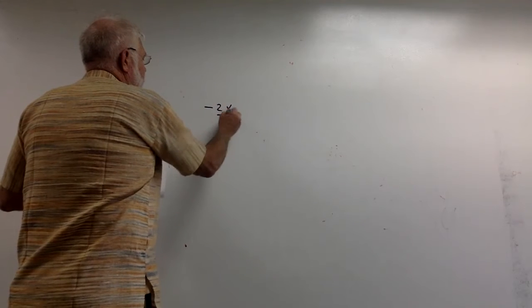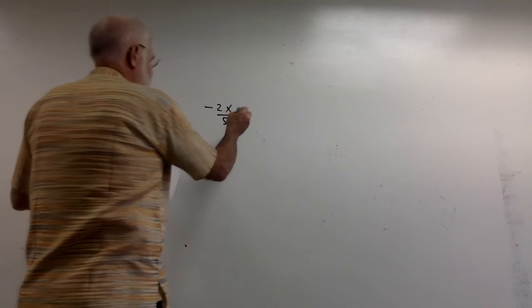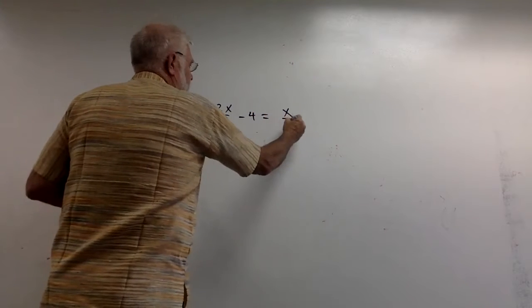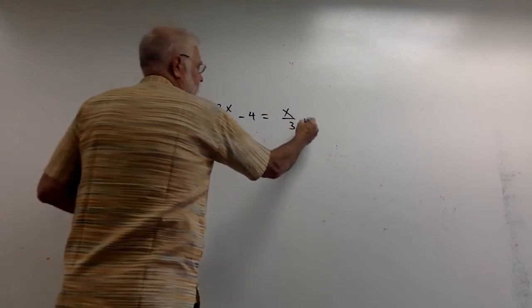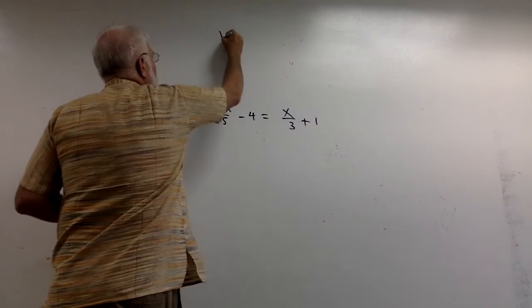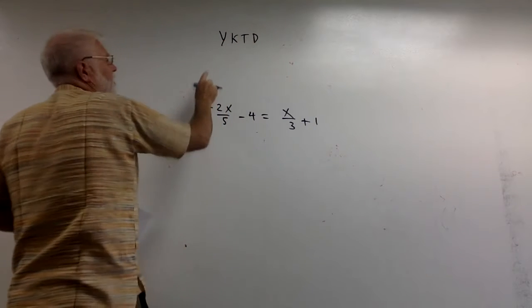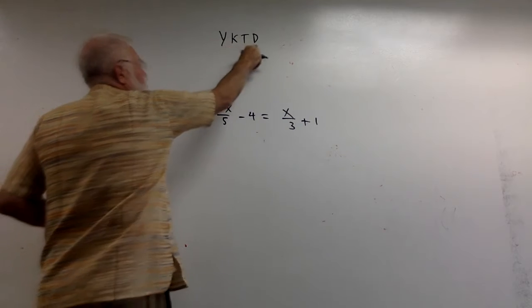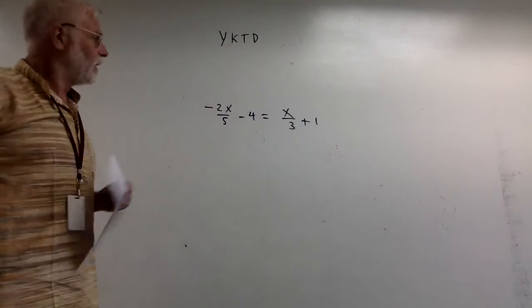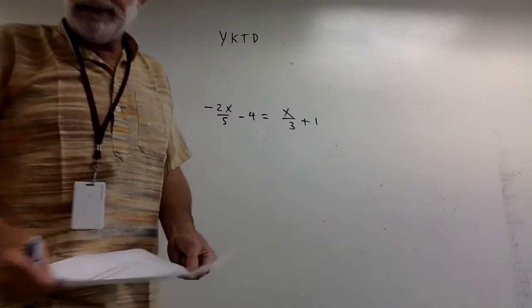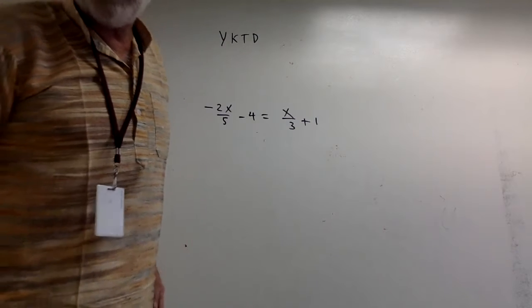Minus 2x over 5 minus 4 equals x over 3 plus 1. If you ever see me write y, k, t, d, I'm communicating to you, you know the drill. Okay? Because a problem like this, I'm only after your first line of work. If you can crack your first line of work, then you're fine.